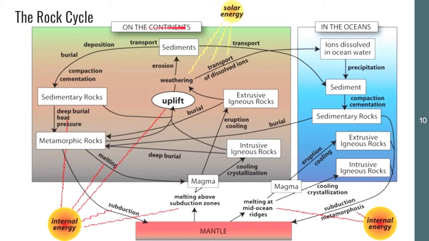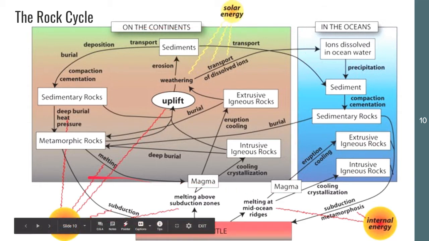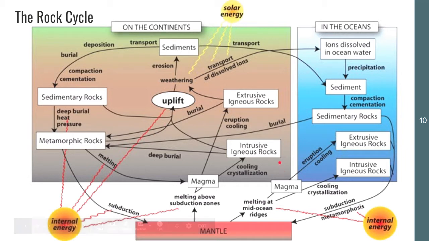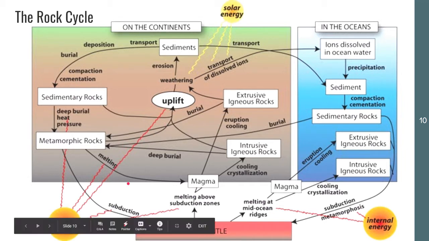So here, the rock cycle tells us what's happening on the surface of the continents. In this part, it tells us what's happening underneath the bodies of water, underneath the oceans. And here, it tells us what's happening in the Earth's mantle. Those will be the major parts of our discussion about the rock cycle.